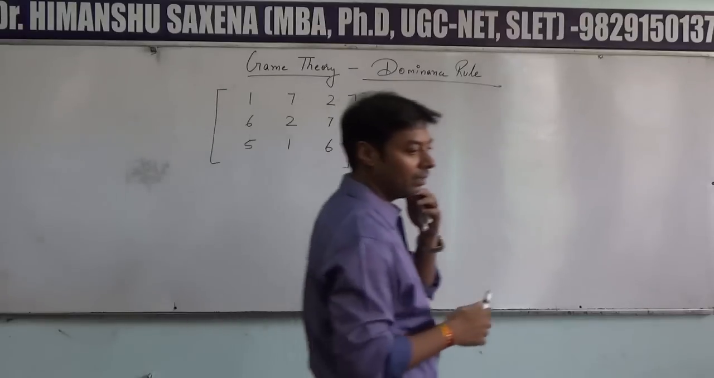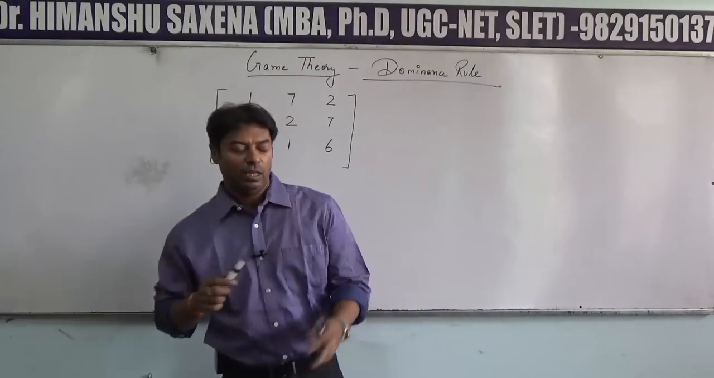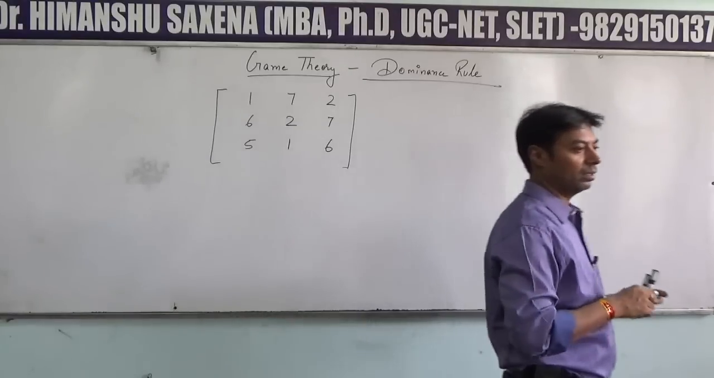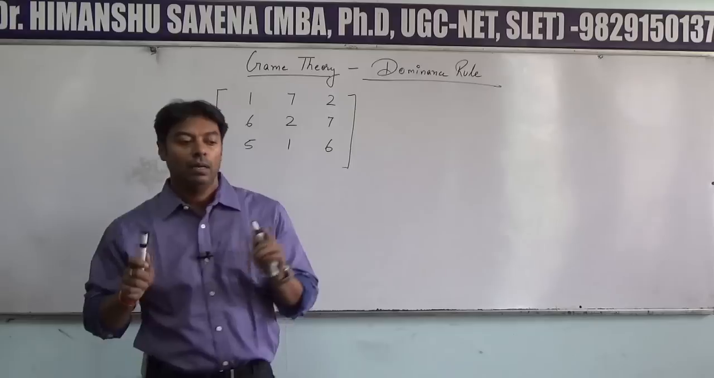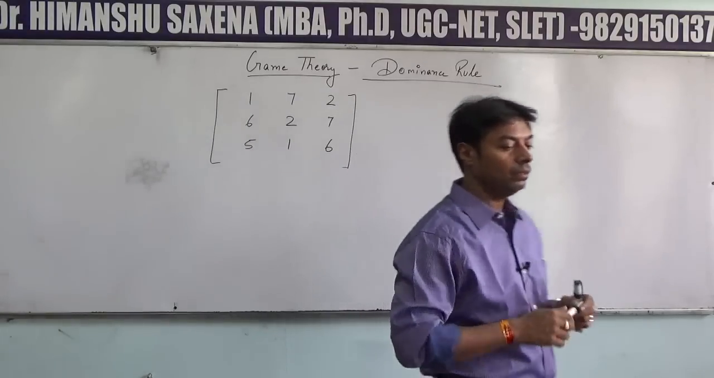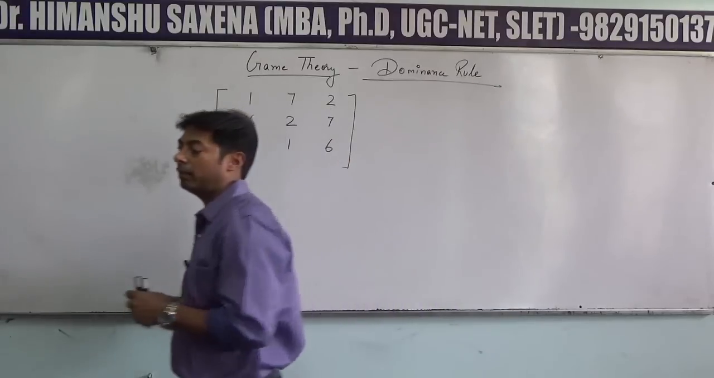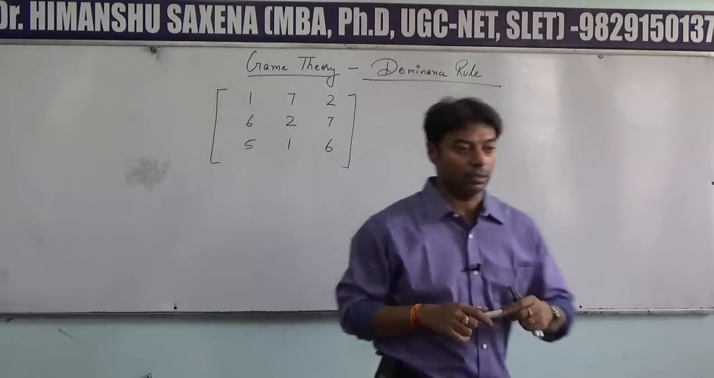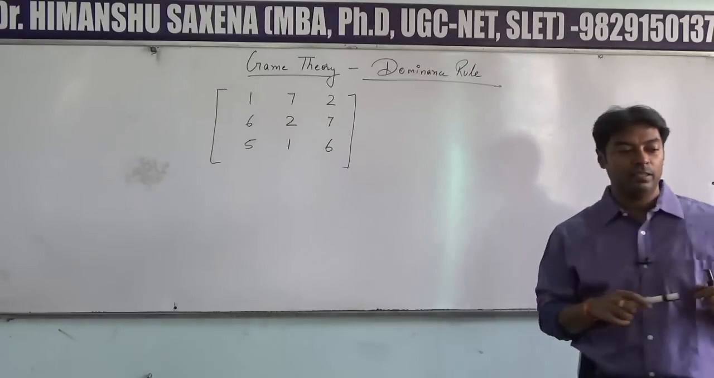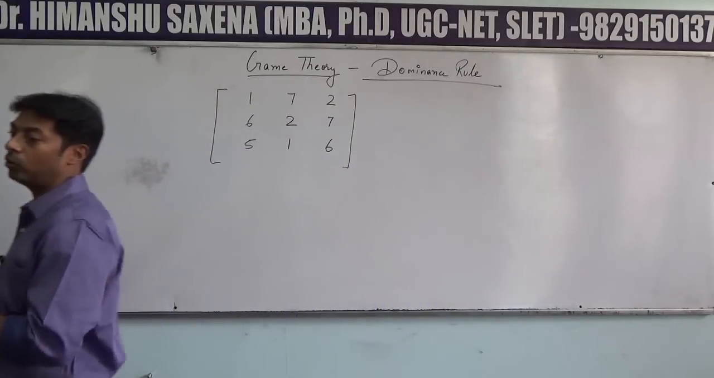So now the topic today is dominance rule in game theory. After studying all those models like saddle point, automate method, algebraic method, we move on to the next one in game theory, which was given by John von Neumann and Oscar Morgenstern. So they were the creators of game theory and they suggested this method, dominance rule.